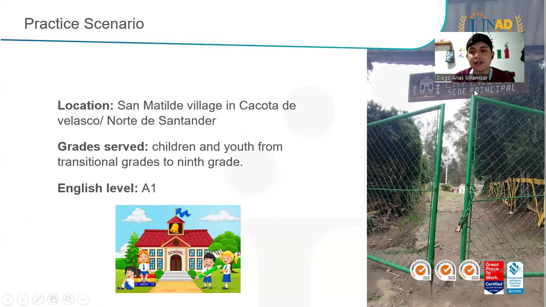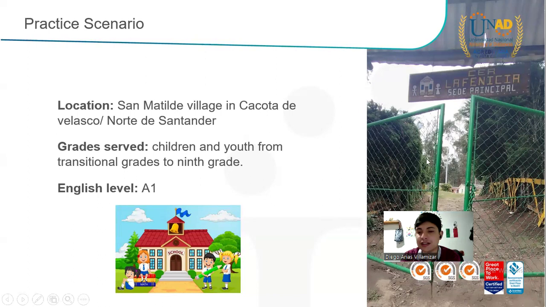It's a beautiful school. Look at this picture. This is the door to the inside of the rural high school. Yeah, this is the door, the entrance to this beautiful educational center, the location, the English level, and the grades.